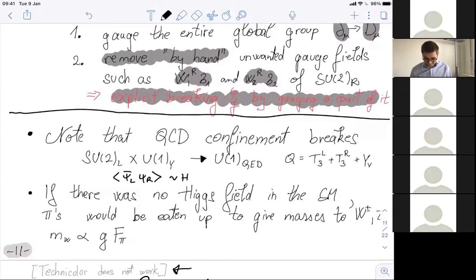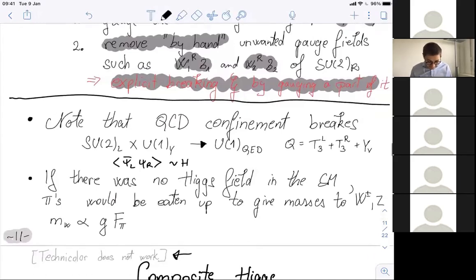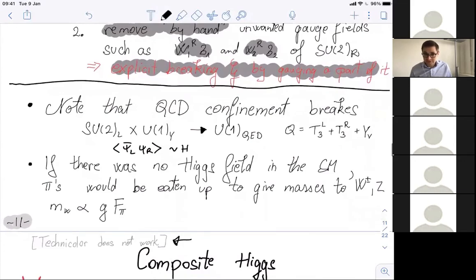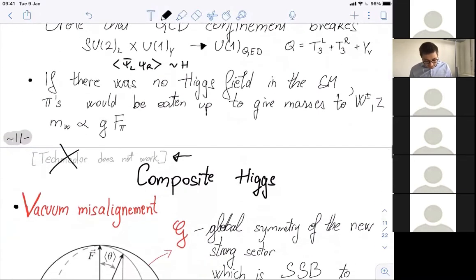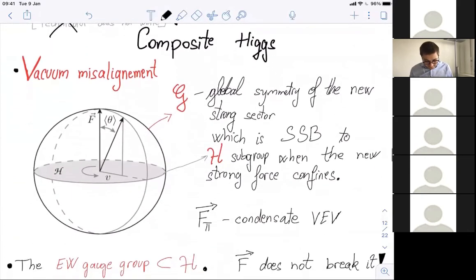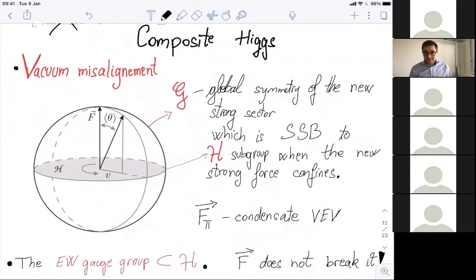These were Higgsless models, which are very elegant from a theoretical point of view. It's a very elegant solution. However, nature didn't choose it. We have found the Higgs. So technicolor is ruled out. So, composite Higgs.